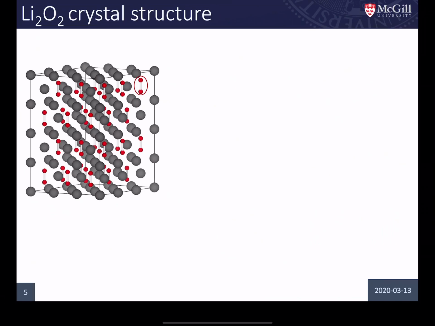Let's look at the crystal structure of lithium peroxide as an example. In lithium peroxide, oxygens are paired up and form peroxide anions. We can view these peroxide dimers embedded in the sea of lithium plus ions.